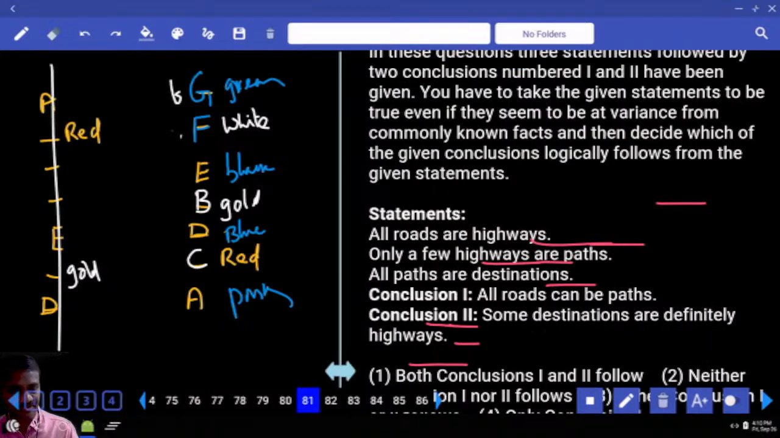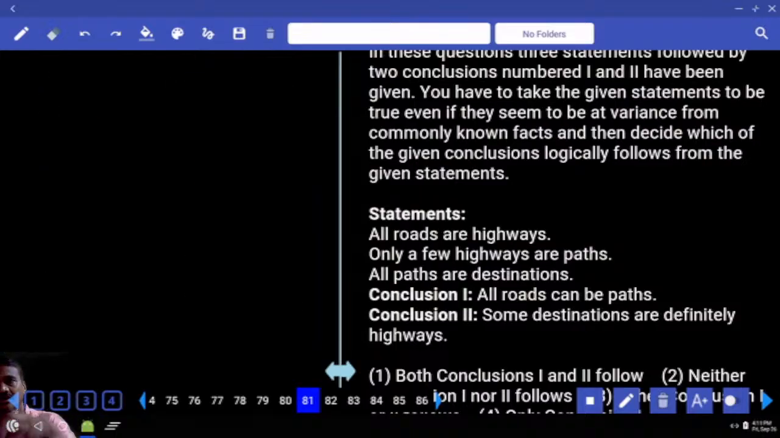Then coming to question number 81 onwards. Now 81 to 84, it comes under the first priority and syllogisms. Most syllogisms always come under the first priority only. Then coming to question number 81. All roads are highways. Now these are the roads that are highways.